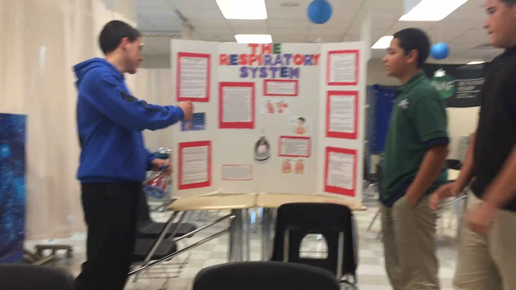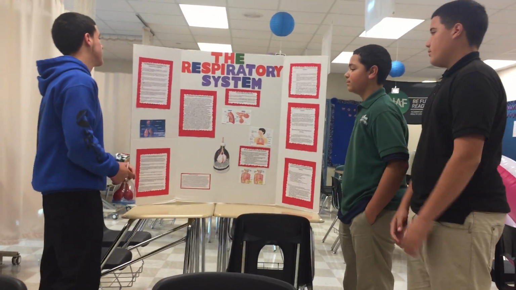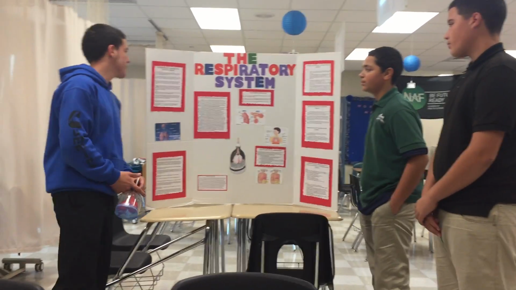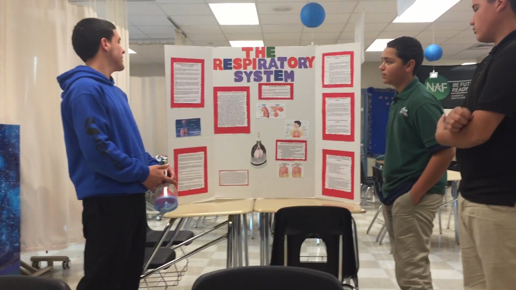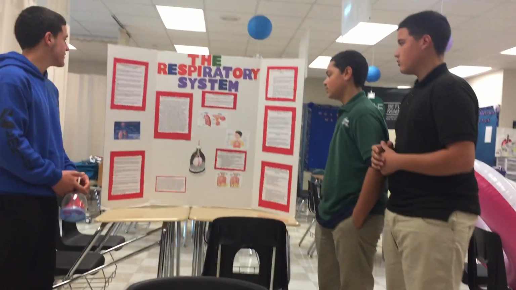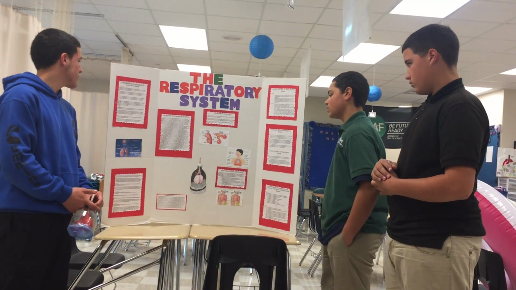Alright, these are the main components of the respiratory system. The first one would be the nose and nasal cavity. The nose is the primary opening for the respiratory system, made of bone, muscle, and cartilage. Secondly, the mouth, also called the oral cavity. The mouth is the secondary exterior opening for the respiratory system.